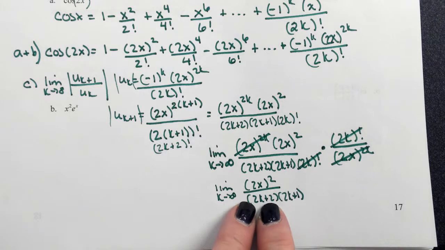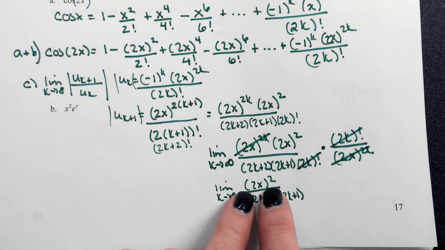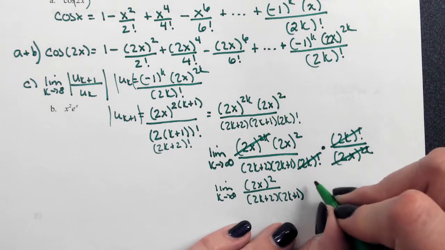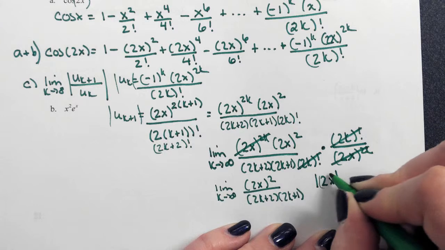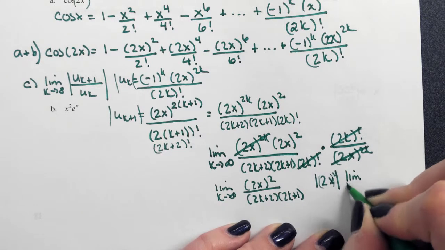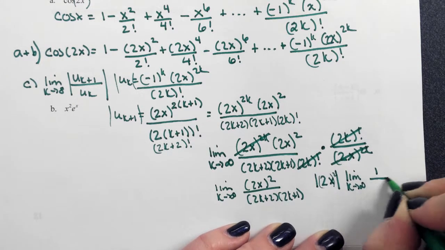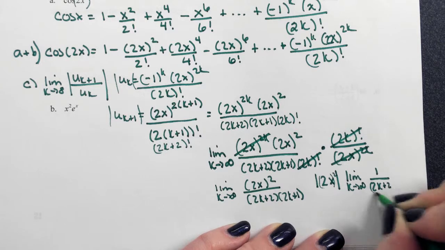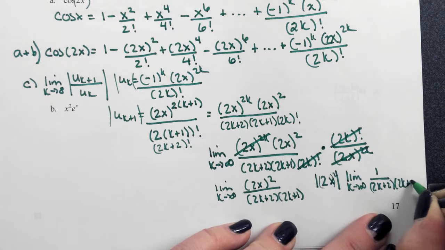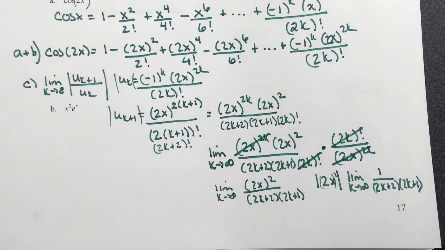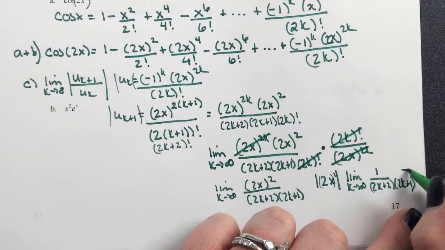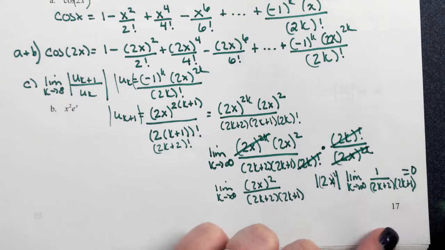Remember, I am only concerned with the limit as k approaches infinity. So I'm going to pull out the absolute value of 2x to the second. So I have the absolute value of 2x to the second times the limit as k goes to infinity of 1 over 2k plus 2 times 2k plus 1. Boy, I took up this whole sheet, didn't I? So what's this limit going to be? 0. So 0 is less than 1.